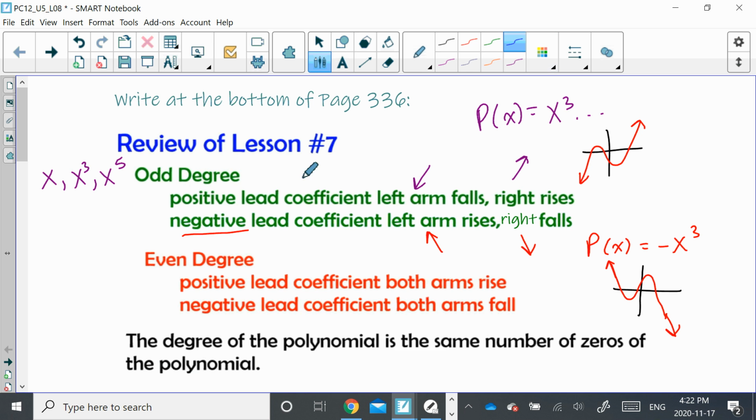Let's go through even degree. What's an even degree polynomial? X squared, x to the 4, x to the 6. Those are all examples of even degree polynomials. So if I give you an even degree polynomial and it has a positive leading coefficient, what will happen is both arms are going to rise.